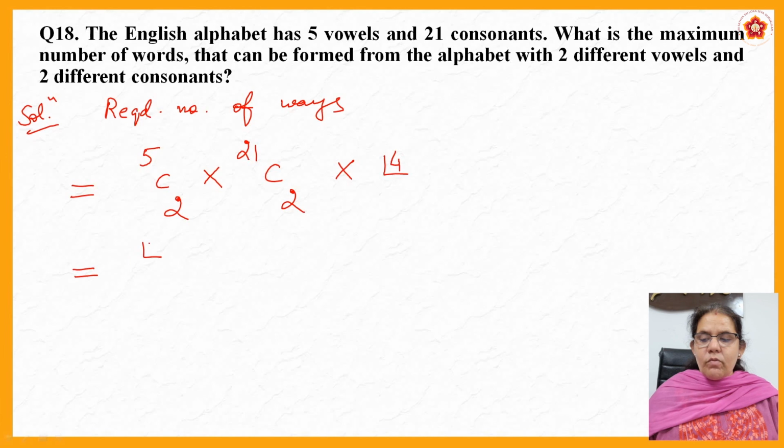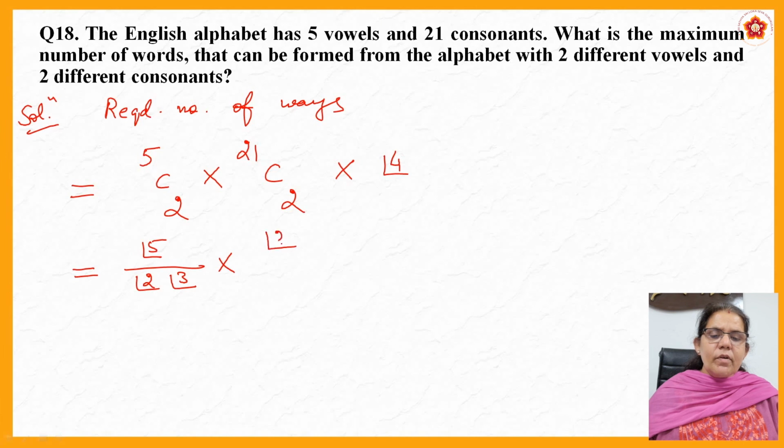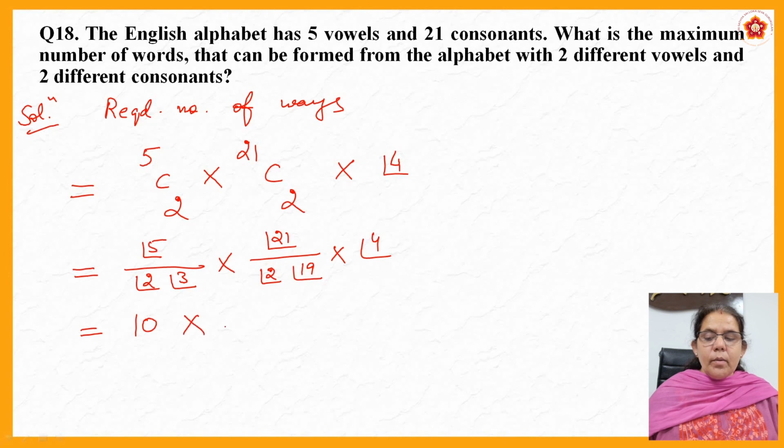So we have to solve 5C2. Try it yourself. 5 minus 2 is 3 here. And here we will be writing factorial 21, and factorial 2 will come here, and 21 minus 2 is 19. And factorial 4 will come here. Please solve it yourself. If you see here, you will get 10.